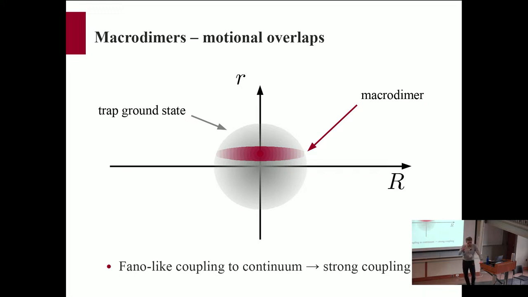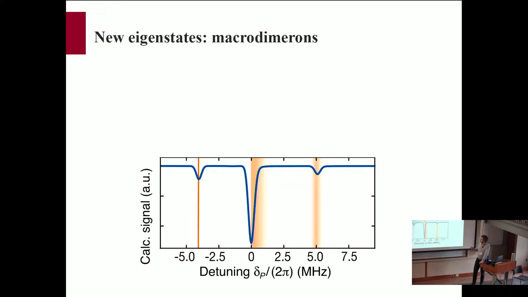And now when there's strong coupling, it's almost like a Fano-like problem where this macrodimer couples to this entire continuum of states in the strong coupling. Okay, so let's go back to the calculations and the absorption line. Here we see reproduced in theory what is seen experimentally. So it's strong coupling. There are these side peaks, there's a big central peak, and that's basically it.